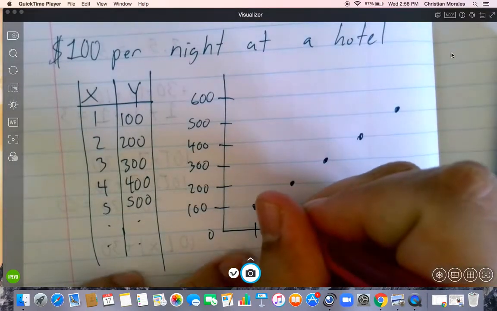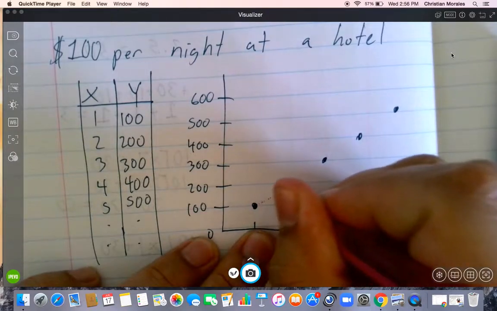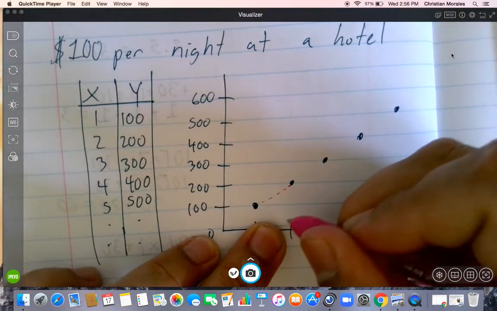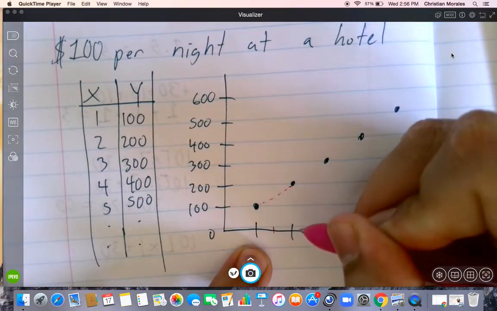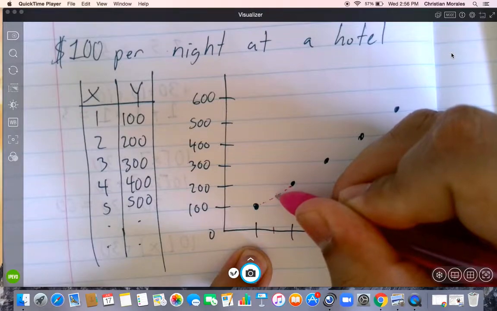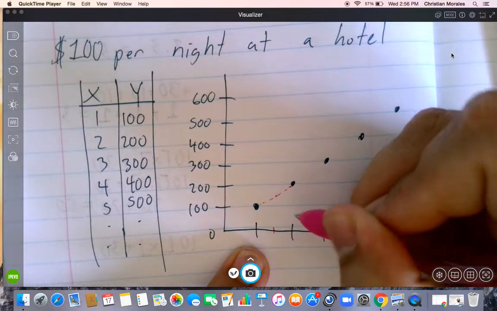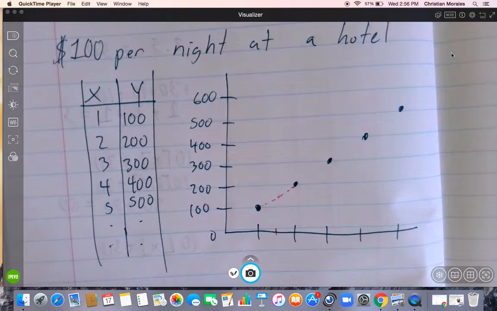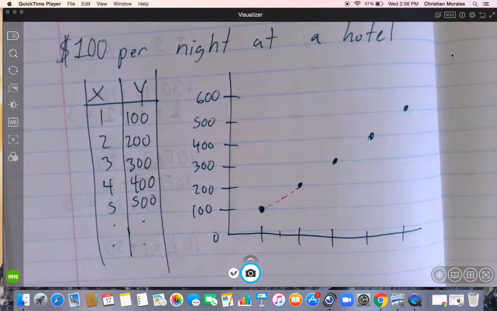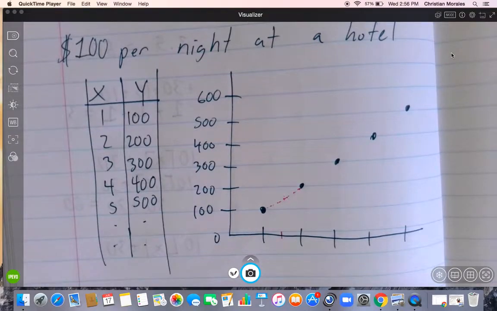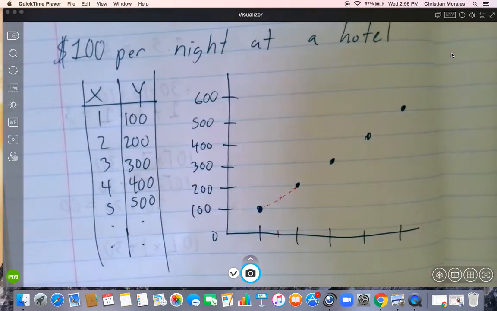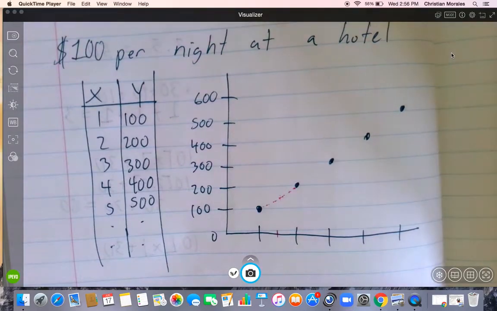If I were to connect these points right here, what I'm saying is, if you stayed 1.5 nights, you would get charged $150. And that is not true. The way it works at a hotel, there's a checkout time. If you do not leave the hotel by that checkout time, they will charge you an extra night because they can't clean the room up and rent it out to the next person. So you get charged for 2 nights for missing your checkout time.